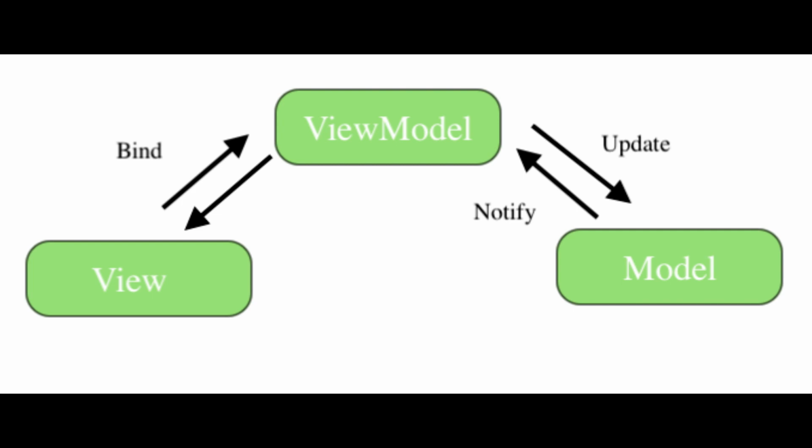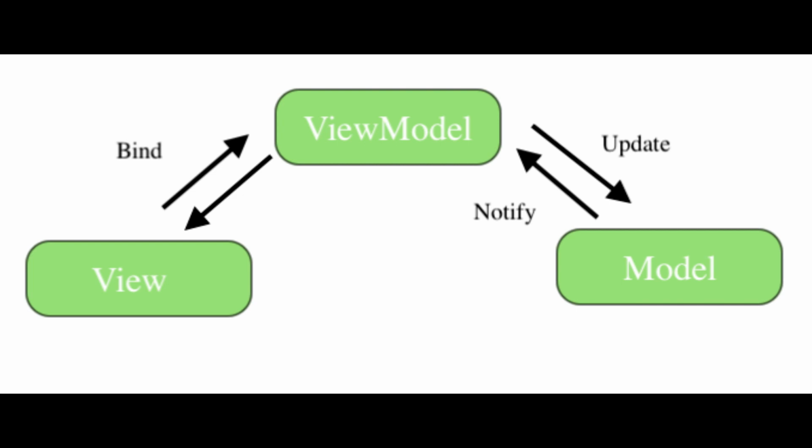The model is responsible for managing the data and the business logic of the application. It is the part of the application that communicates with the database and performs all of the necessary calculations. The view is responsible for presenting the data to the user. It is the part of the application that the user interacts with and sees on their screen.